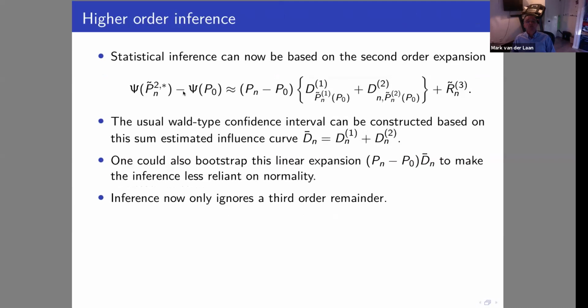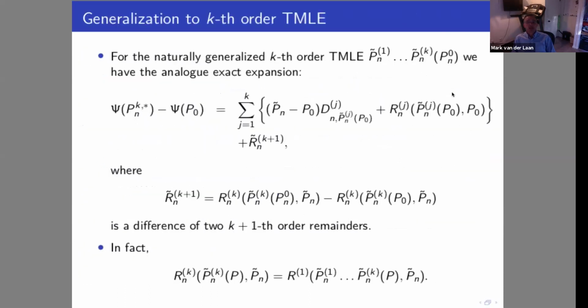So statistical inference can then be based not just on the first order influence function, but also on the second order, so that you pick up the second order term in the remainder in a way you pick it up in our normal approximation, and we're only ignoring a third order remainder. So that's the advantage that you get from it. We can generalize this to kth order TMLE very naturally, right?